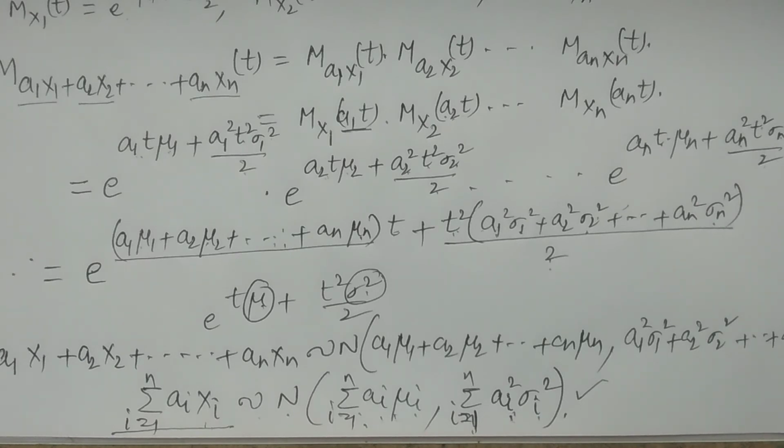Here we can substitute whatever values are required for a1, a2, ..., an, and we can calculate the distributions of x1 minus x2, x1 minus x2 plus x3, etc. All the values you can easily calculate from the linear combination of normal variates.